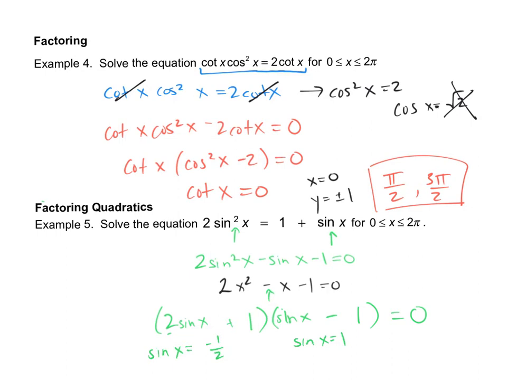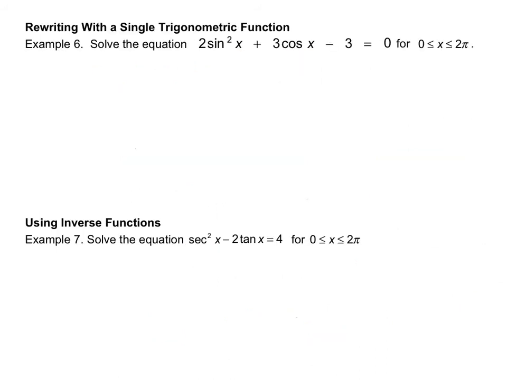So these happen at 3 different places because sine of x equals 1 only happens once. Sine of x is negative 1/2 at 7 pi over 6 and 11 pi over 6, and then sine of x equals 1 at pi over 2. So those are my 3 possible answers.